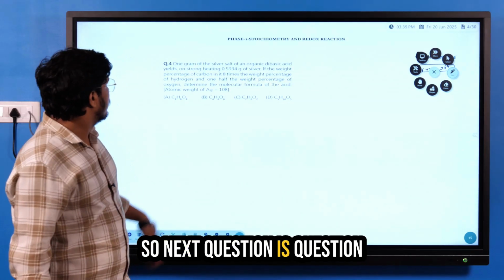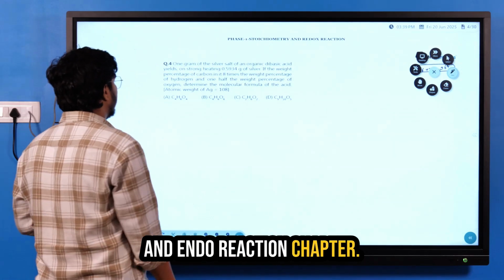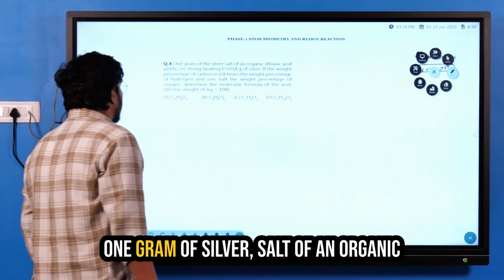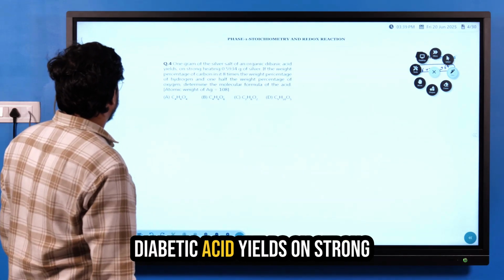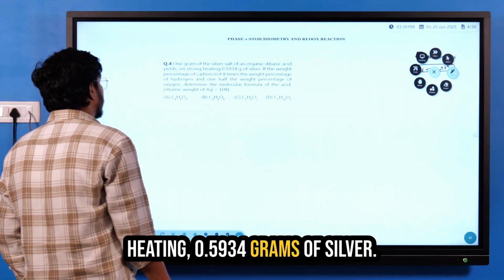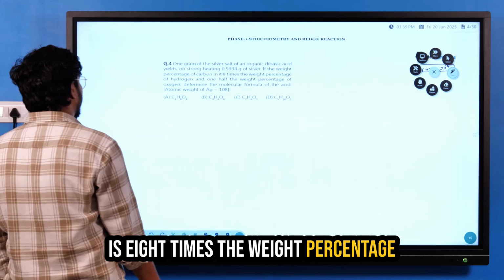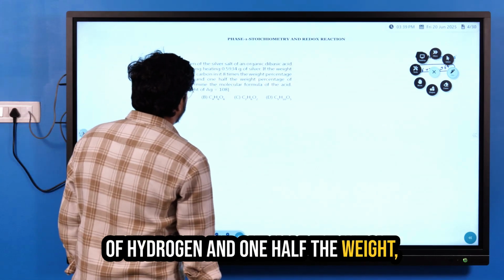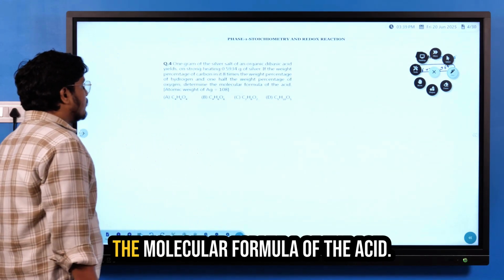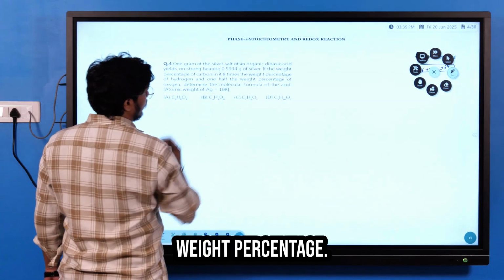So next question is question number 4, phase 1, stoichiometry and redox reaction chapter. We read the question. 1 gram of silver salt of an organic dibasic acid yields on strong heating 0.5934 grams of silver. If the weight percentage of the carbon is 8 times the weight percentage of hydrogen and 1/2 the weight percentage of oxygen, determine the molecular formula of the acid.